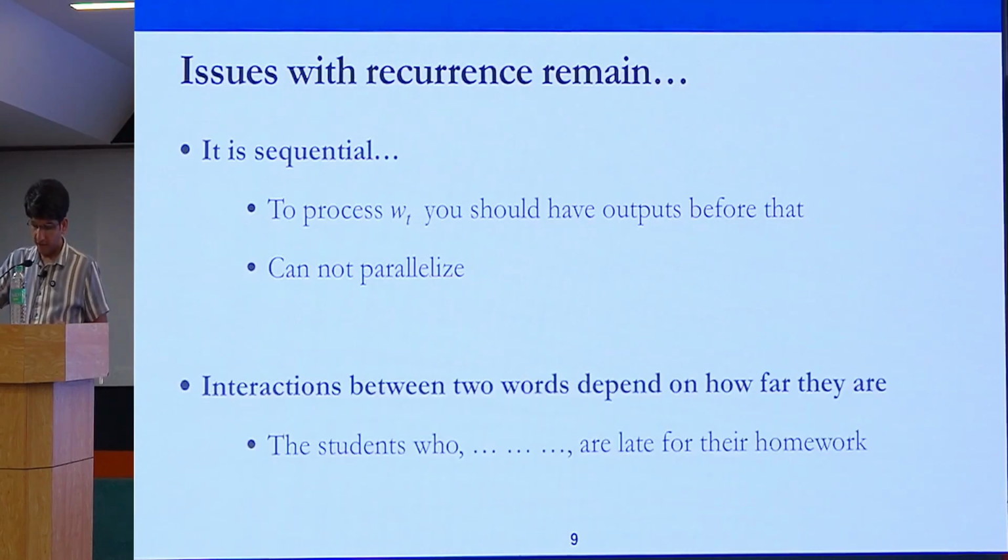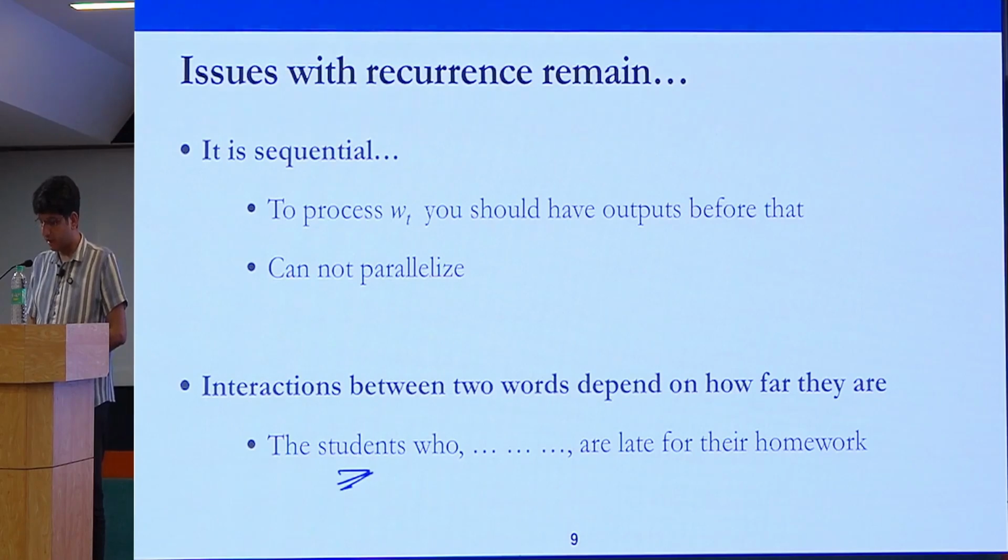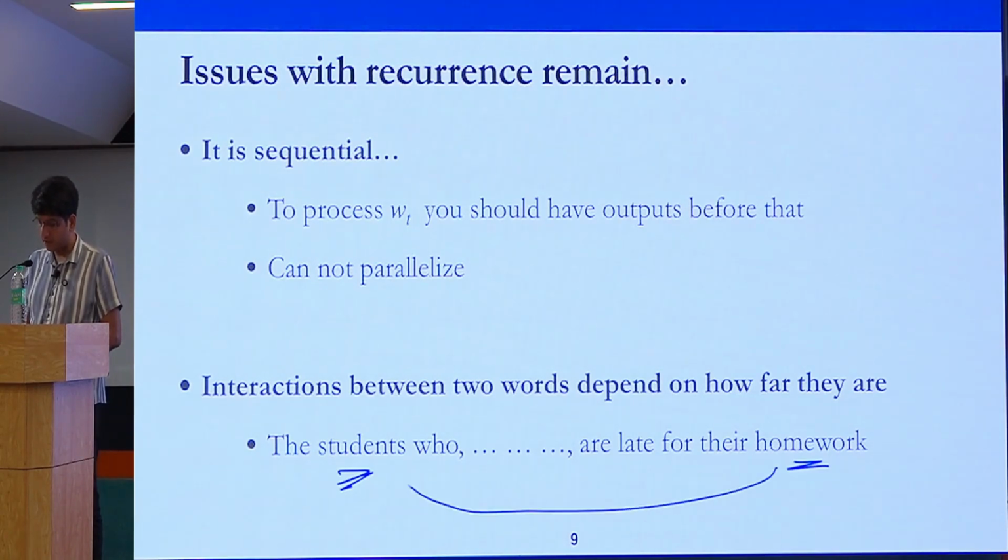And second, by virtue of left to right, interactions between two words depend upon how far they are. So if the words student and homework are very, very far apart, it will be very hard for the model to understand that we're talking about the homework of students, because it has to go left to right and it's very sequential.